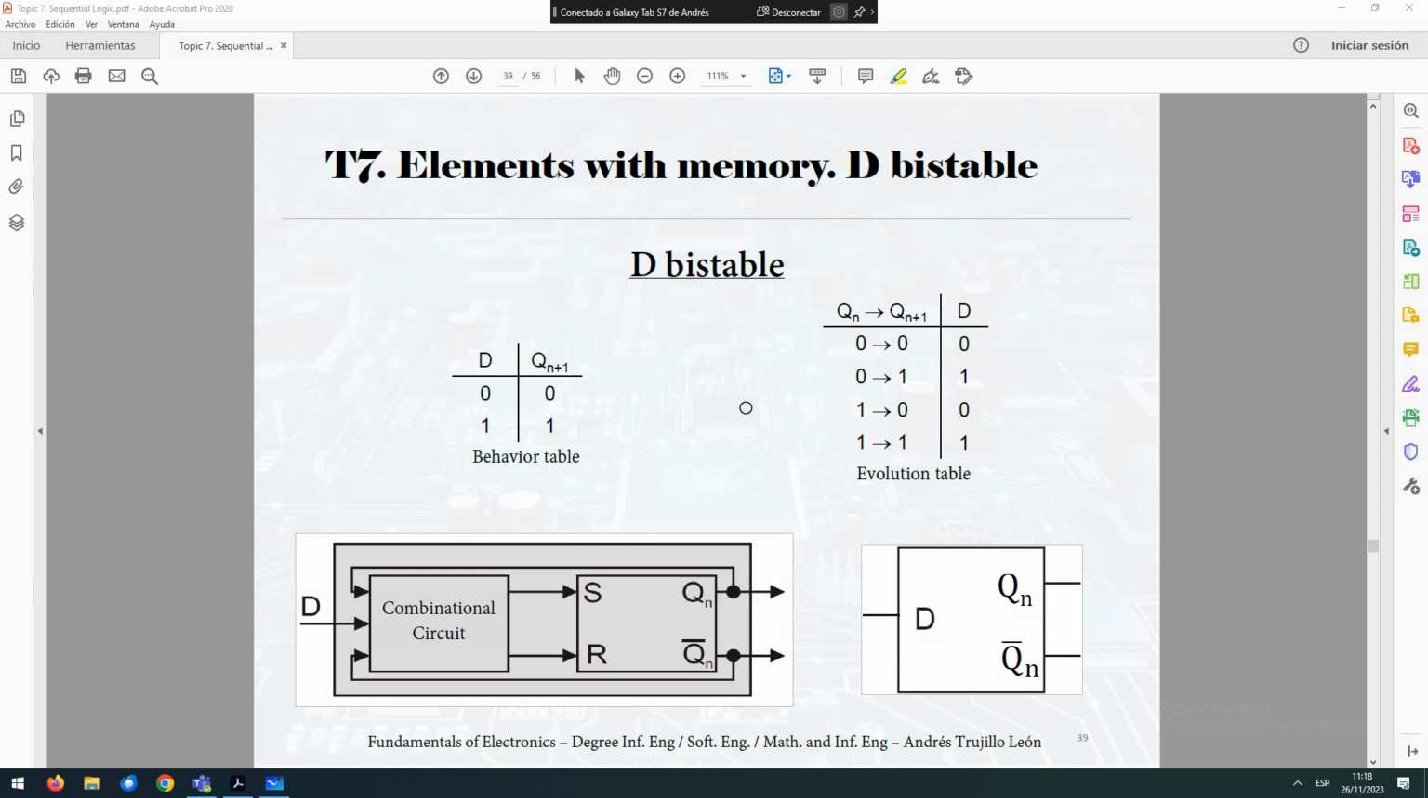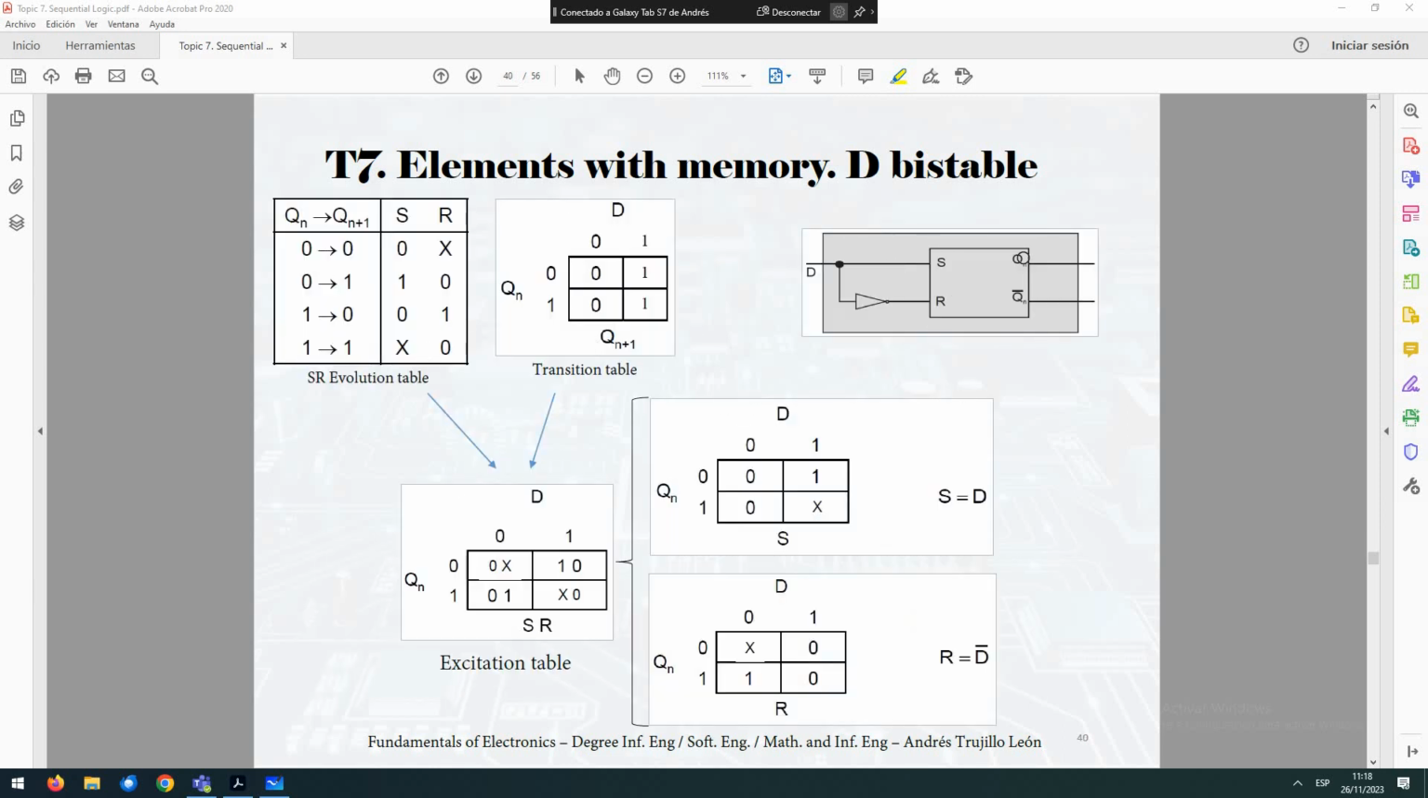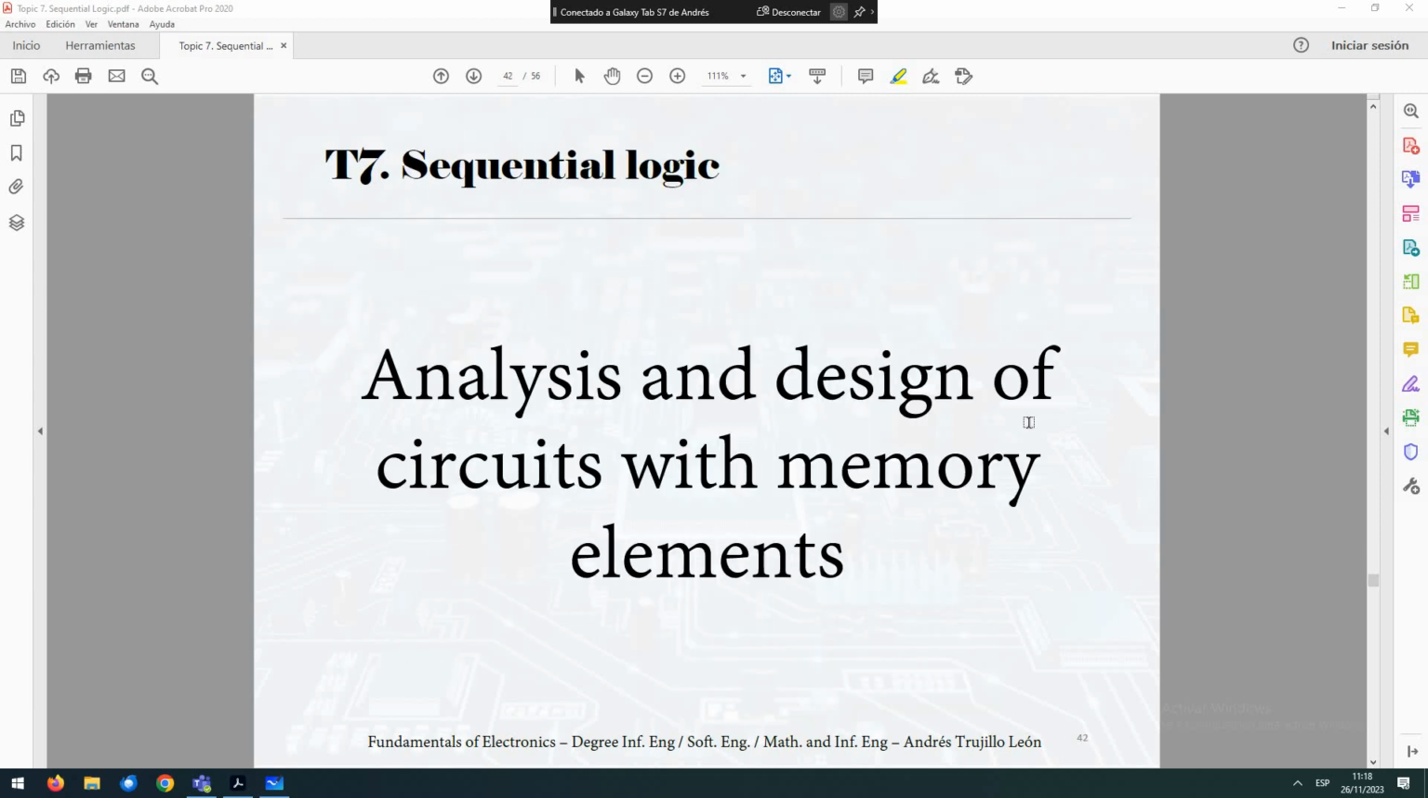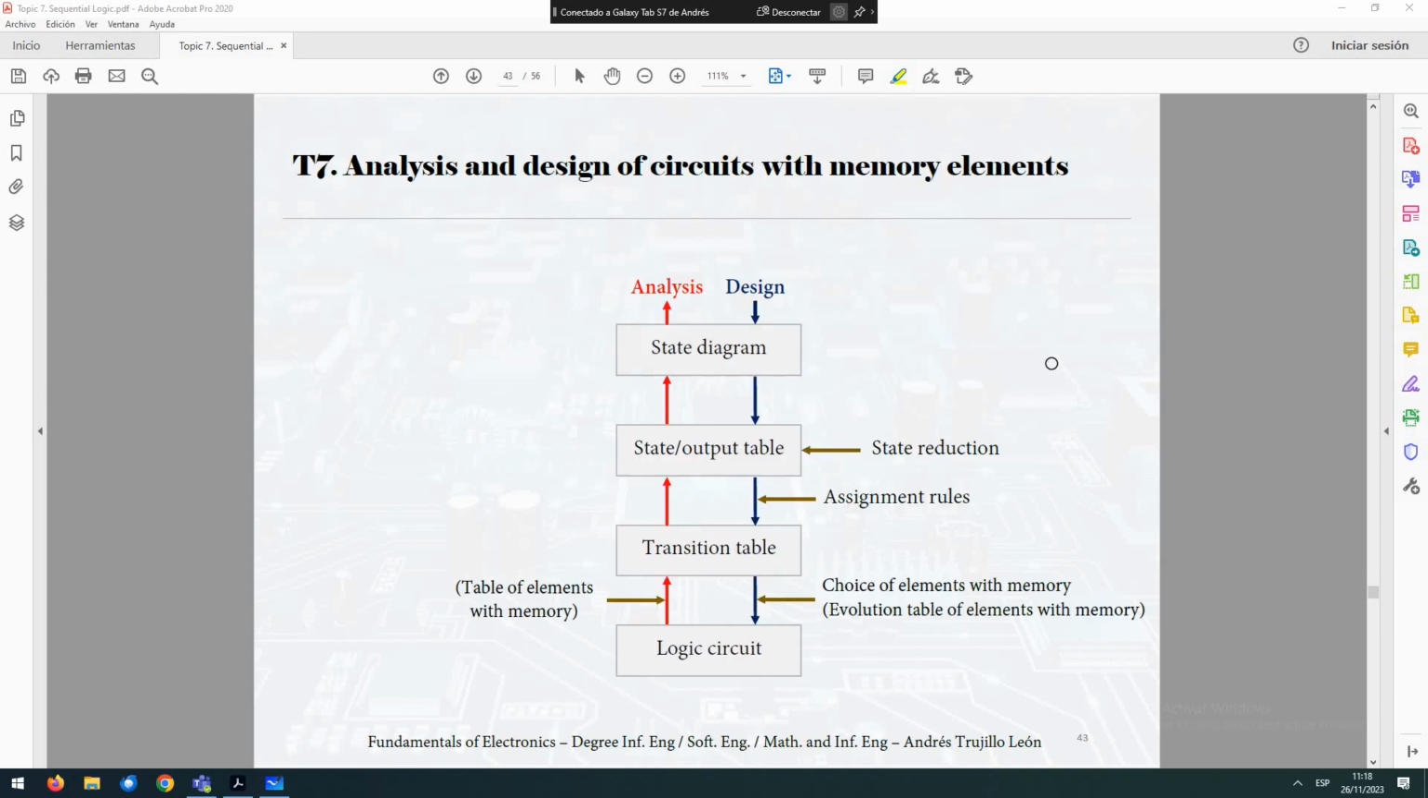So once we saw all the bytes tables and how to obtain the circuit using different bytes tables as memory elements, I told you that at that point we have all the tools to do the analysis of a logic circuit that is a sequential circuit. We know already how to obtain from the logic circuit the transition table, the state output table, and from the state output table the state diagram. And the state diagram is going to be the equivalent to the truth table of a combinational circuit, like the ones that we saw in topic 5 and topic 6.